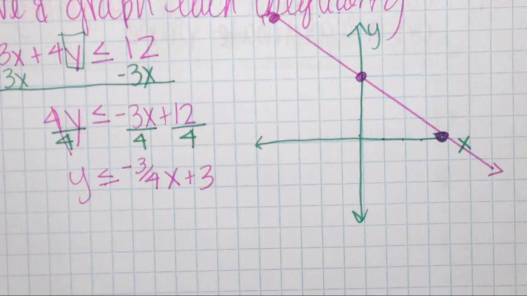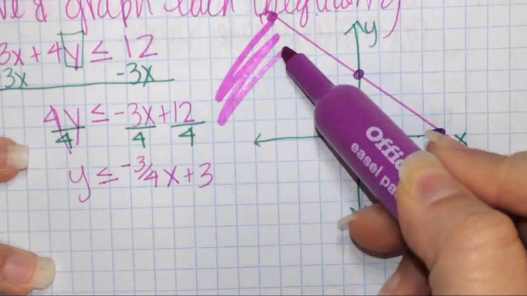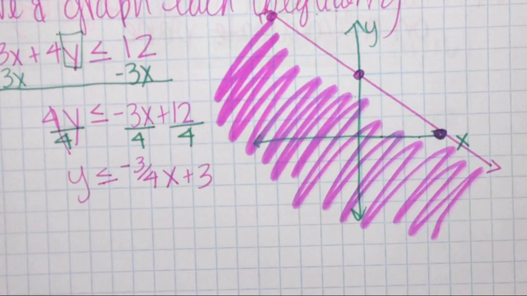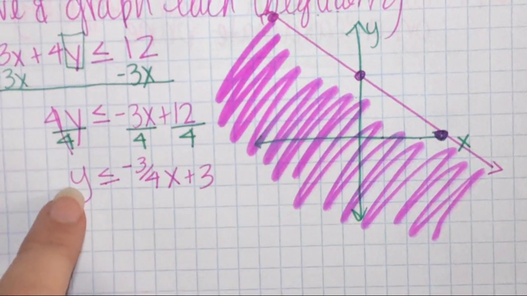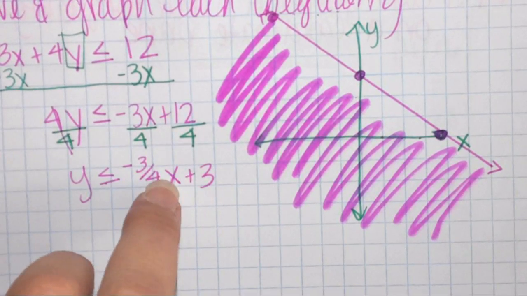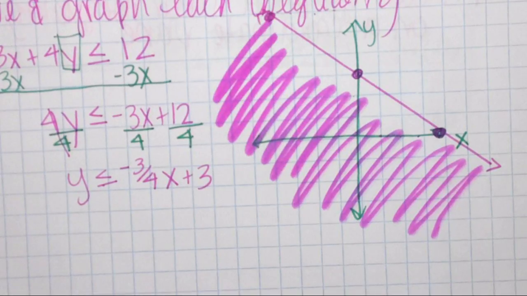Now, are we going to shade above or below? Below because it's less than. Because that's below the line. And if you don't believe me, take 0, 0 and plug it in. 0 times -3/4 is 0. 0 plus 3 is 3. Is 0 less than or equal to 3? Yes, it is. You use a pencil to shade it in. Yep.